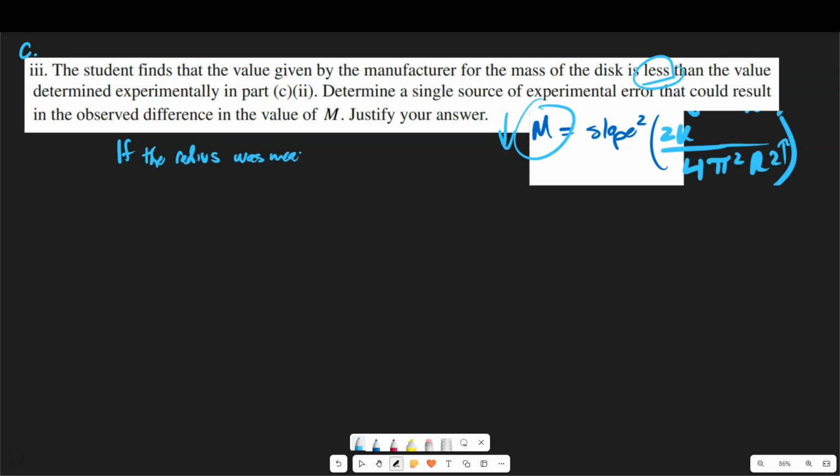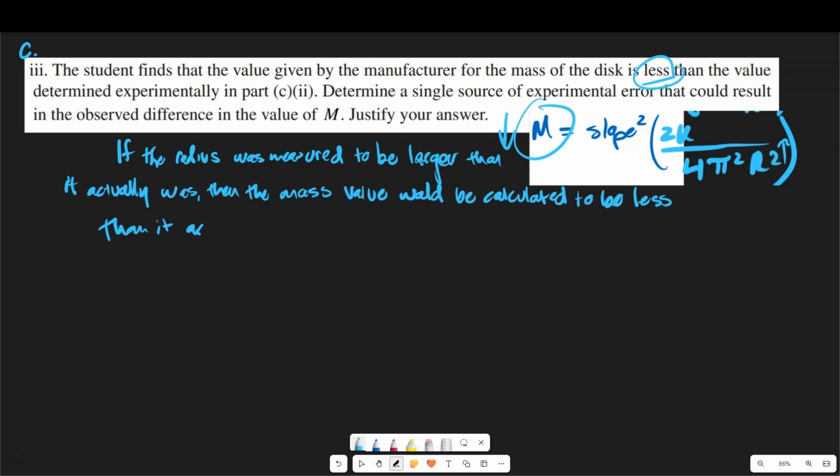So if we say something like if the radius was measured to be larger than it actually was, then the mass value would be calculated to be less than it actually is. So that's actually an easy problem if you refer back to what you've already calculated for mass.